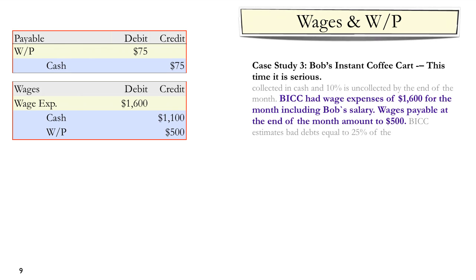Wages and wages payable we've seen before. We notice here that there are two journal entries. One for the payment of wages payable. In other words, we've paid wages that were accrued last month. And then, of course, there's the wage expense for the current month. This journal entry says that wages of $1,600 were earned this period, $1,100 were paid in cash, and at the end of the month, $500 remained to be paid.